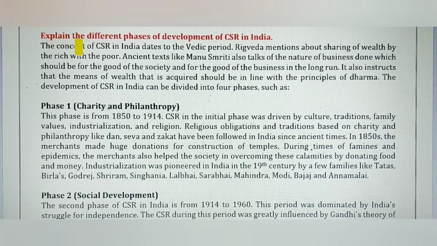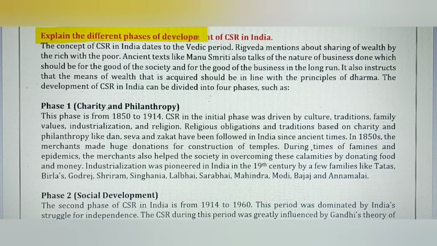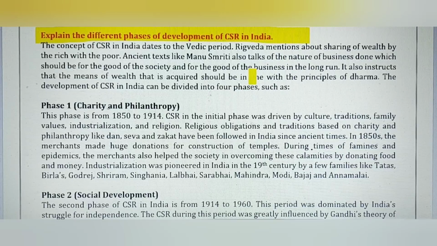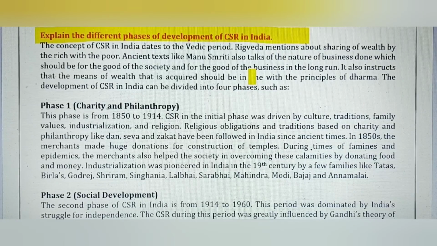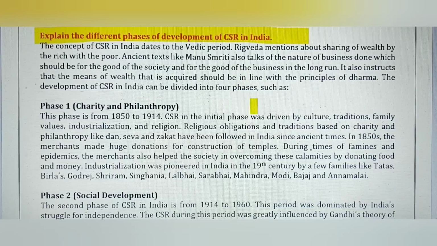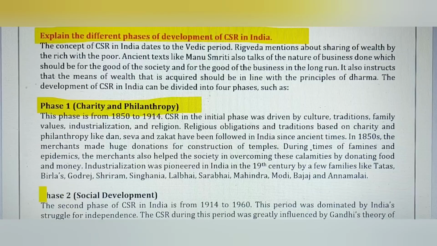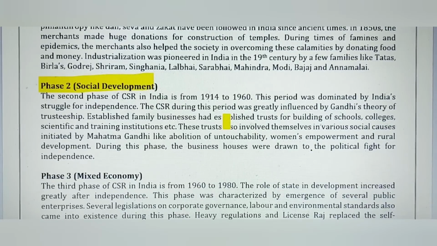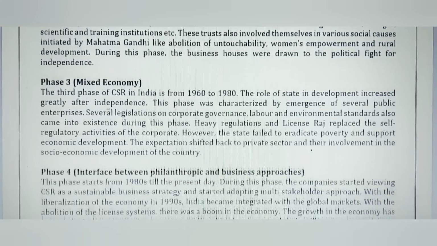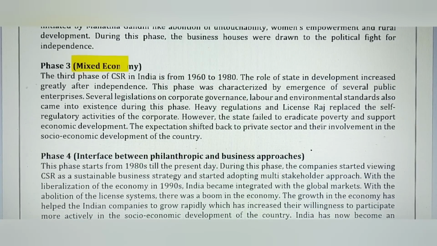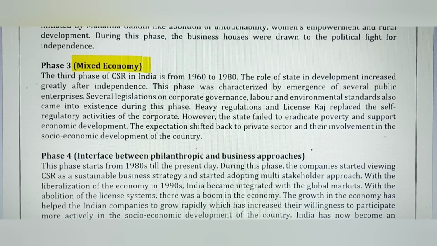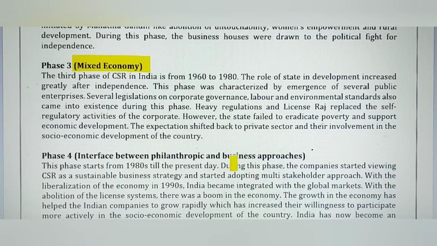The next important question is from Unit 9. Explain the different phases of development of CSR in India. Now, CSR has developed in different phases in India, and here you have to highlight four phases. The first phase was basically on charity. The second phase started from 1914 onward up to 60, where social development was given more stress. And then after that, mixed economy was given more stress for India. And lastly, philanthropic and business approaches were given more stress.